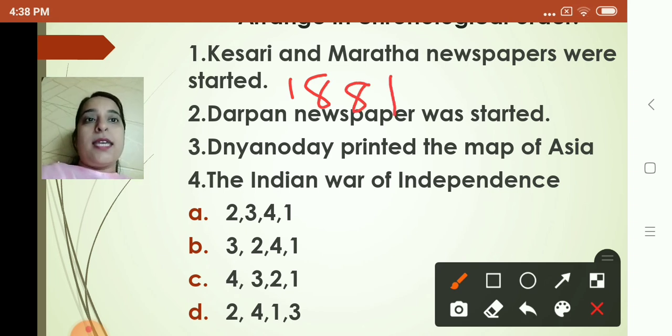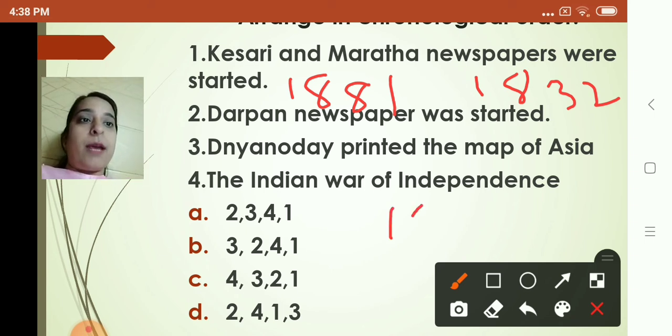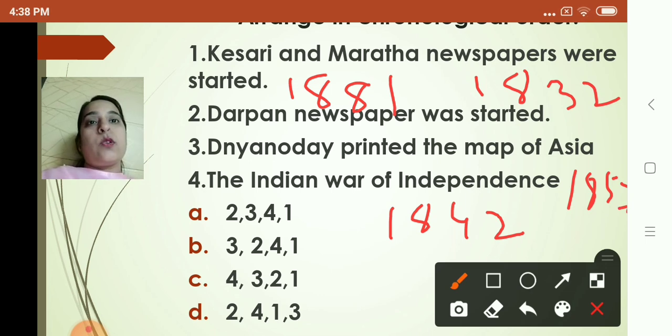It was started in 1881. Yes. Then Darpan newspaper. Now children, Darpan newspaper was started in 1832. Then Jnanodaya printed the map of Asia. Children, I'll write it here, okay? It printed a map of Asia in the year 1842. And the Indian War of Independence, you all know, it took place in the year 1857. So now let us arrange in the order.